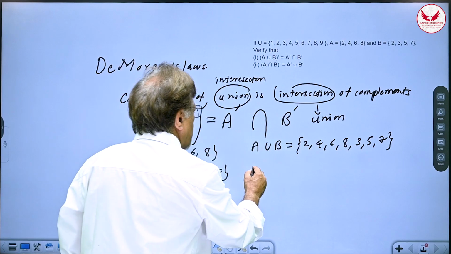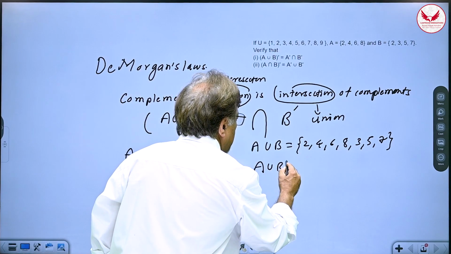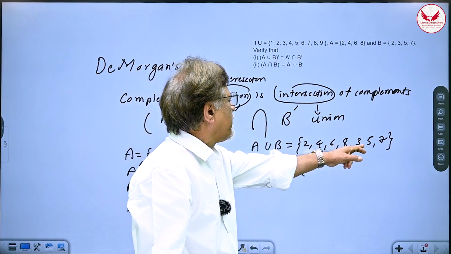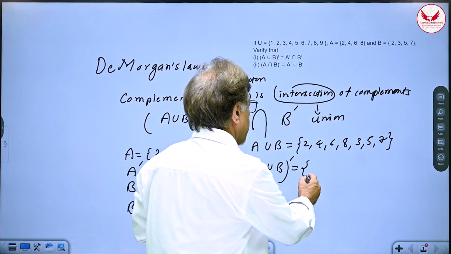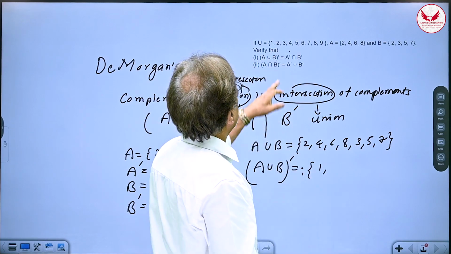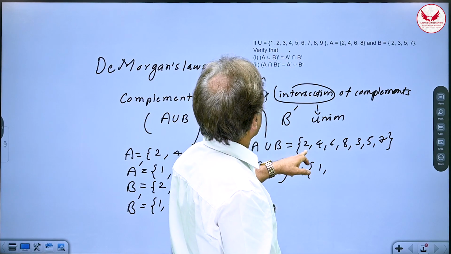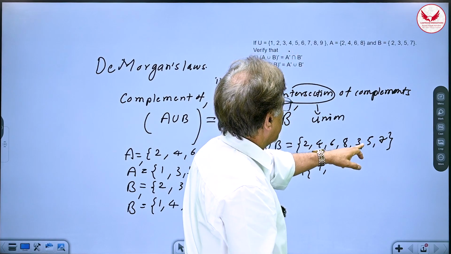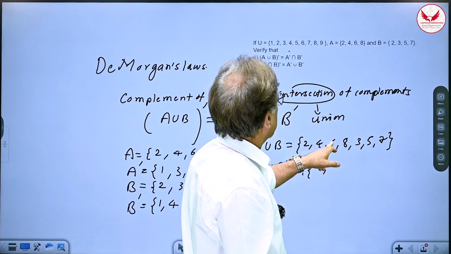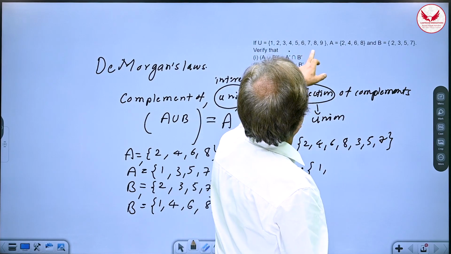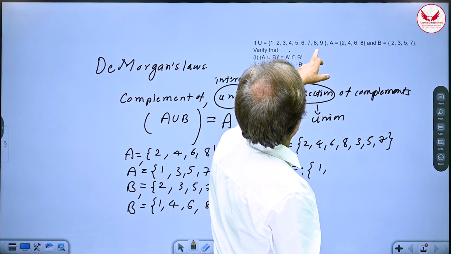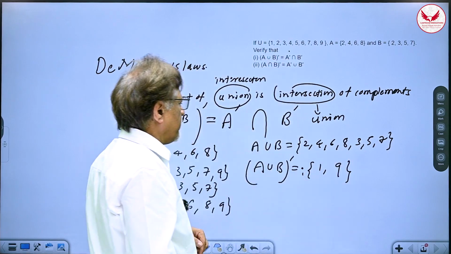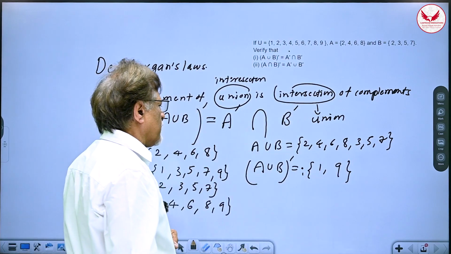Now, what is A union B complement? A union B complement means elements which are in the universal set but not included here. For example, 1 is not included here, so 1 will come here. Now, 2 is in U, but it is here also. 3 is here also. 4 here also. 5 here also. 6 here. 7 here, right? 8 here. 9 is not there, so 9 comes here. So 1 and 9, these are the elements which are not in A union B.